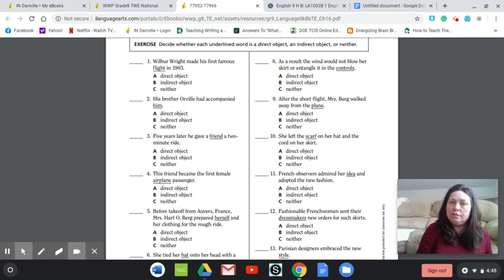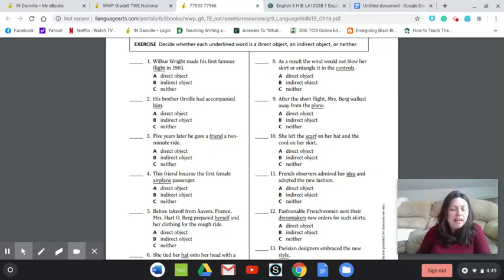Okay, so you should have finished 1 through 14. All right, let's talk about this. Wilbur Wright made his first famous flight in 1903. So the verb is made. Made what? Flight. So that is a direct object. Now, I hope that this next one doesn't confuse you too much: his brother Orville had accompanied him. Remember that we ask accompanied what or whom, right? So him is actually the direct object here. Accompanied him, the direct object. All right. Hope that makes sense.